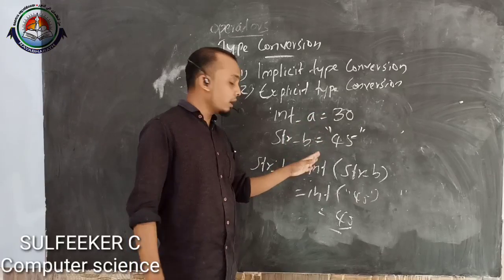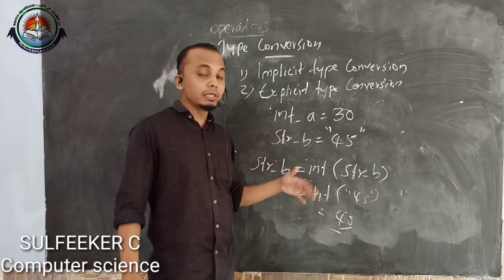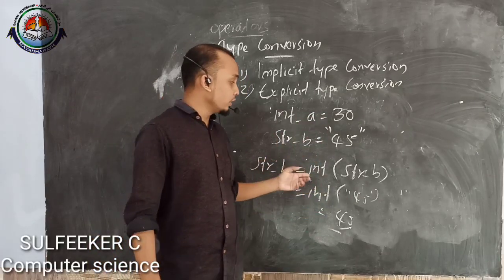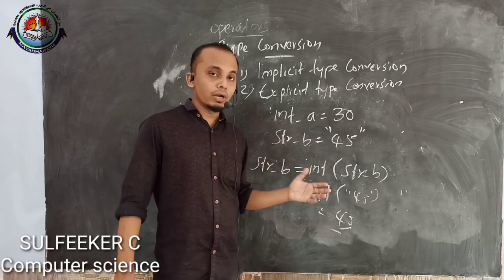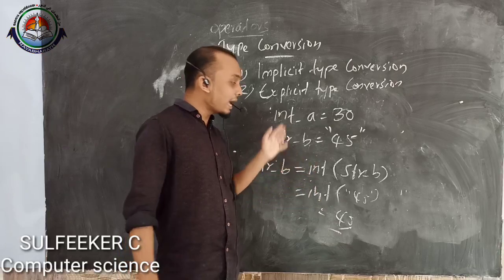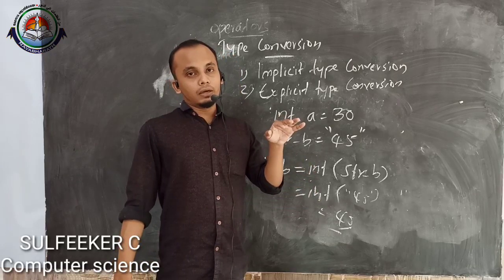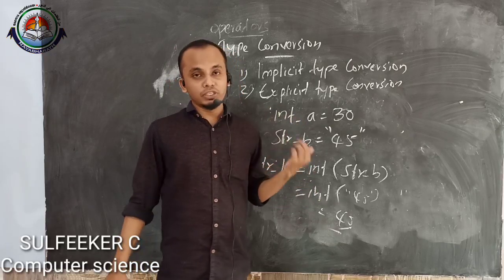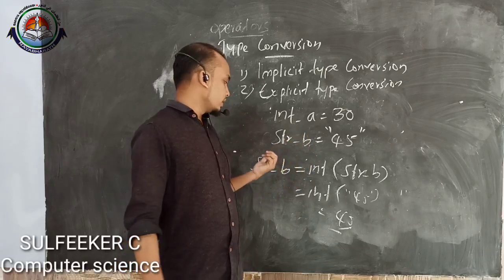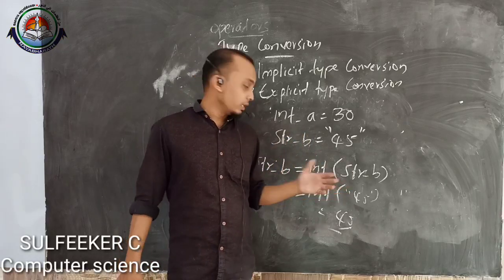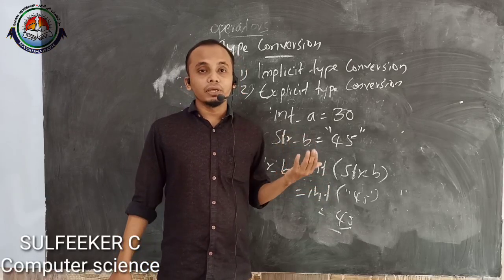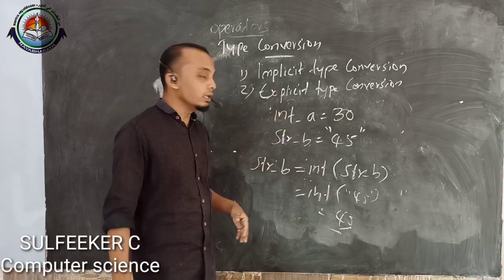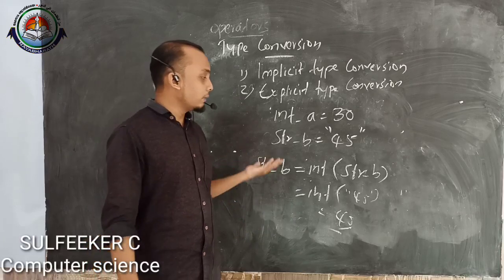If you want to convert into float, what will be the code? strb equal to float of strb. Float of, double of, long of, like that we can apply the operation for explicit type conversion. strb equal to int of strb, strb equal to float of strb. Like that we can use different formats, different types.